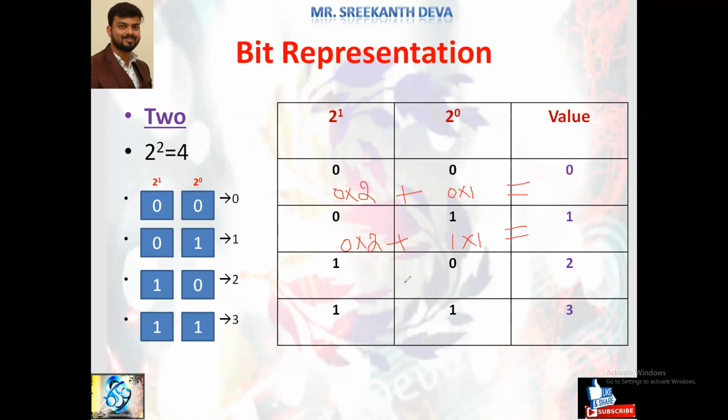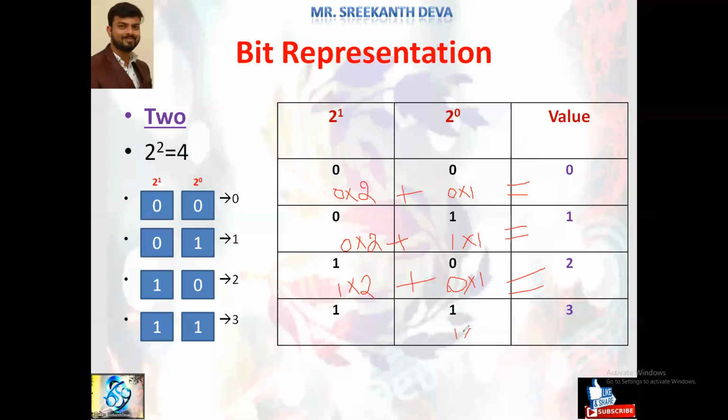The decimal value is 1. Similarly, the third combination is 1, 0. Here, 0 into 2 to the power of 0 is 1. 1 into 2 to the power of 1 is 2. 1 into 2 is 2, plus 0 into anything is 0. 2 plus 0, the result is 2. This is the way we convert binary into decimal value.